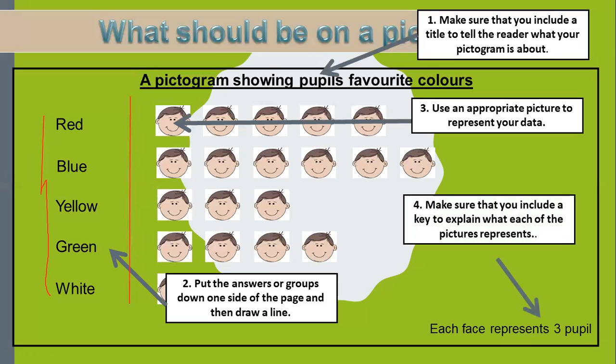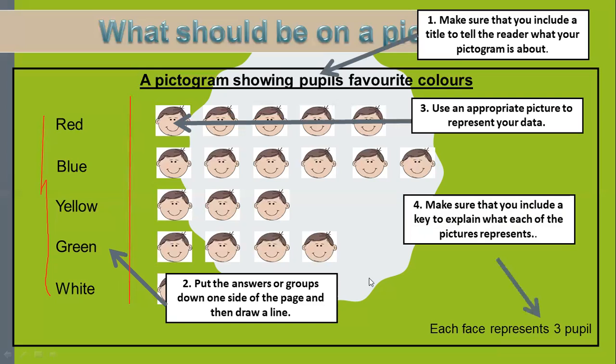And the most important thing you have to put is make sure that you include a key to explain what each picture represents. The key is a scale ya. Jadi key itu maksudnya adalah skalanya. Kalian menggunakan satu gambar wajah itu mewakili berapa orang, menunjukkan berapa orang. That's important to put. In this case, I use each face represents 3 pupils. So each face represents 3 pupils. Jadi satu gambar kepala orang ini mewakili 3 orang. Jadi walaupun gambarnya satu, sebenarnya dia mewakili 3 orang.